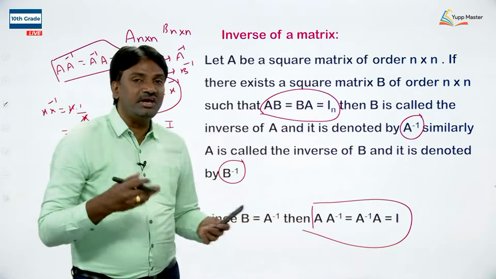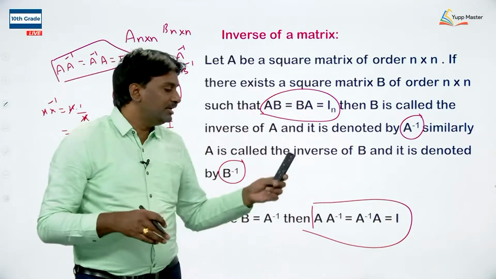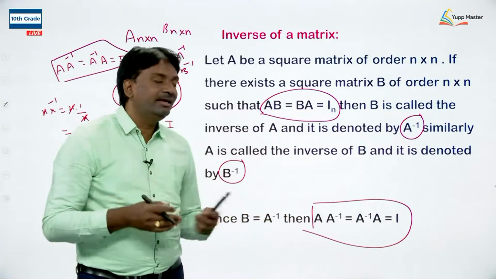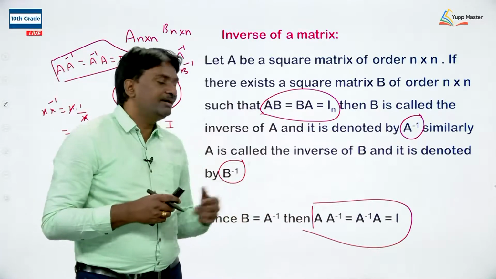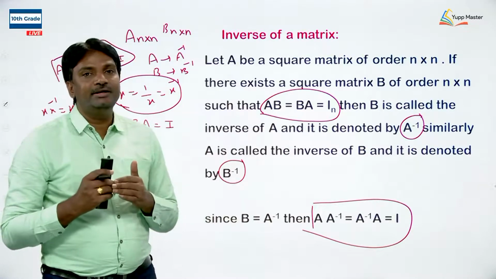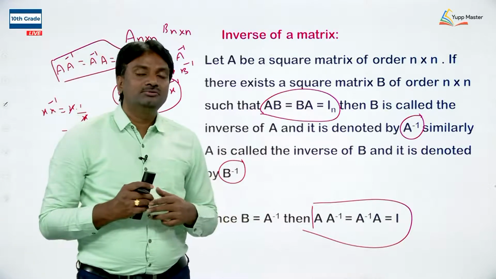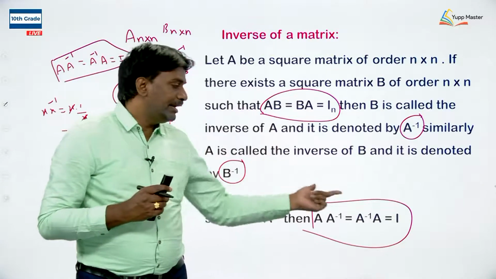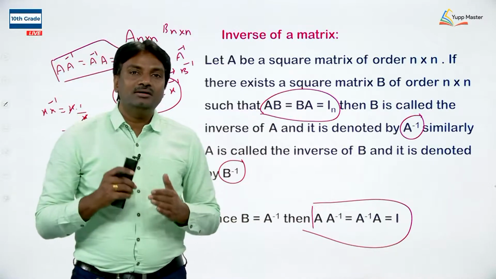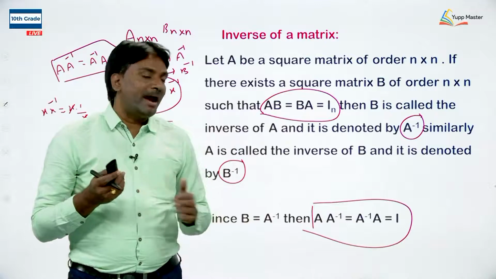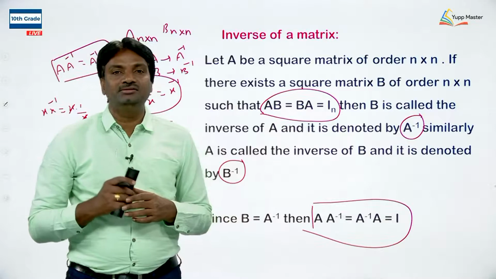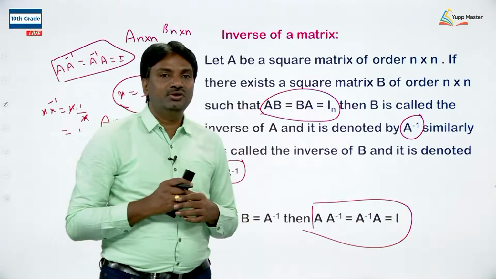The meaning of A into A inverse or A inverse into A equals I is that if you multiply the given square matrix by its inverse, you will again get an identity matrix. If A and B are 2 by 2 square matrices, then AB equals BA equals I2, that is 1 0 0 1. If A and B are 3 by 3 square matrices, then AB equals BA equals I3, that is nothing but 1 0 0 0 1 0 0 0 1.